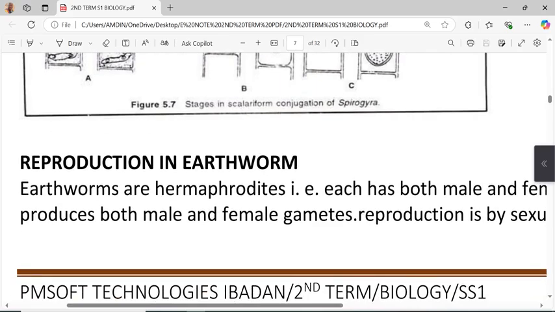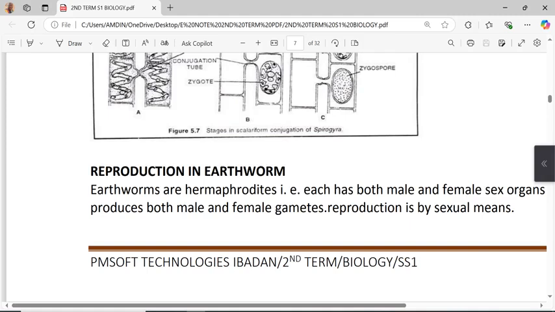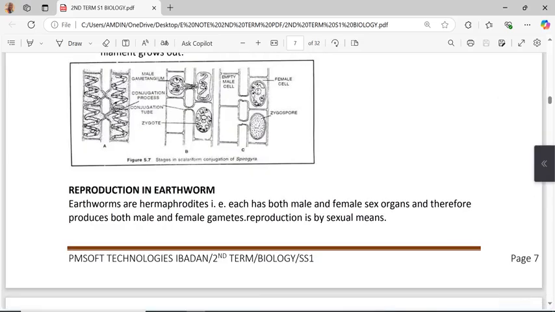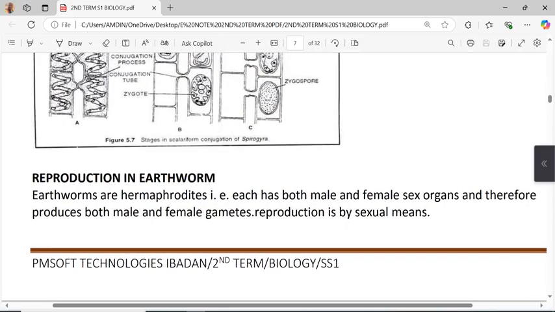Reproduction in earthworm. Earthworms are hermaphrodite, that is, each has both male and female sex organs, and therefore produces both male and female gametes. Reproduction is by sexual means.